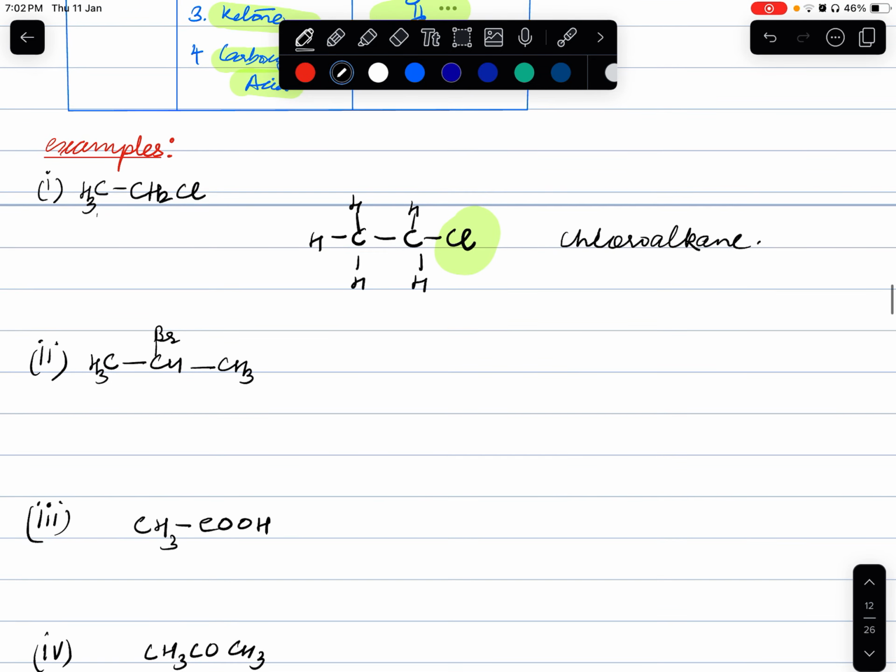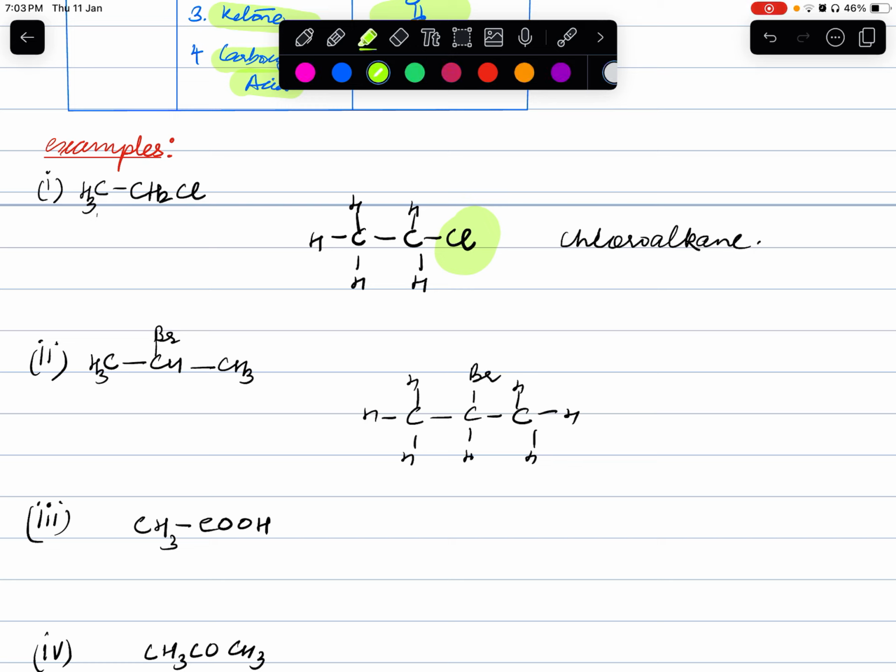Okay, next class of compound. Here we can open up the chain. It is a three-carbon compound and we have hydrogen atoms attached on the terminal ones, but the middle one has one hydrogen and one bromine. So in this case, the functional group present is bromine. Okay, so the name of this compound is bromoalkane, and bromine is the functional group.